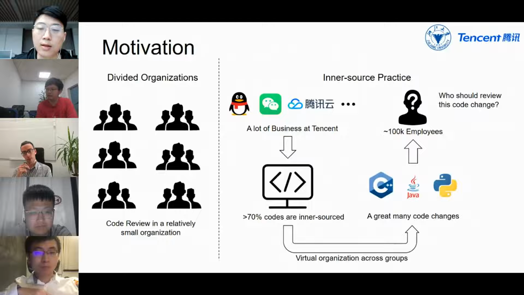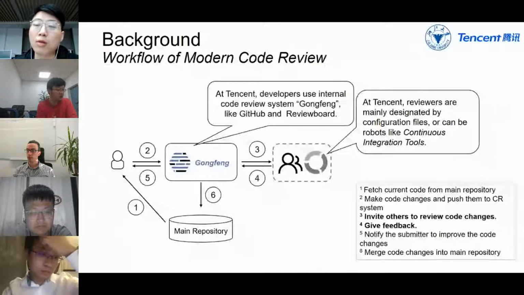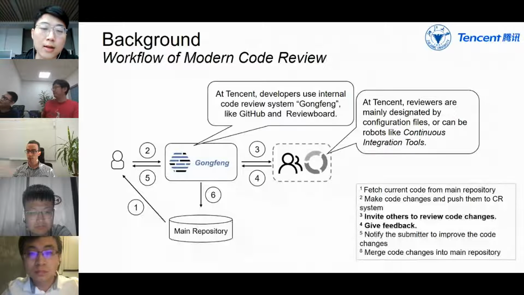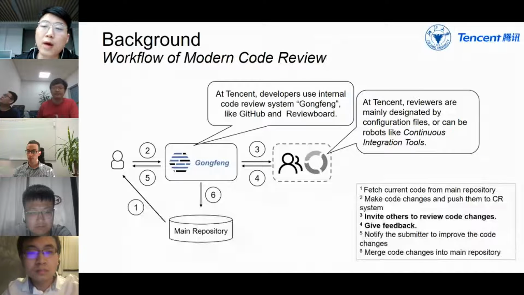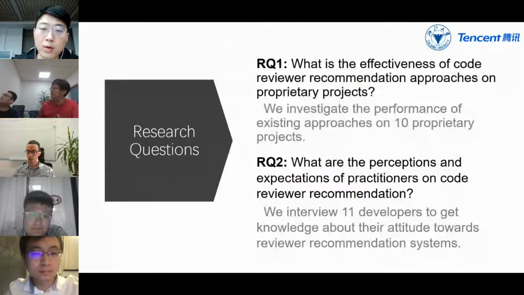So we are investigating deploying a real recommendation system. At Tencent, developers use an internal code review system called Gongfeng, and the recommendation system is intended to be embedded into the workflow. That is step 3 and step 4. There are many existing code review recommendation approaches, but we wonder what their effectiveness is, and we wonder if they work at Tencent.